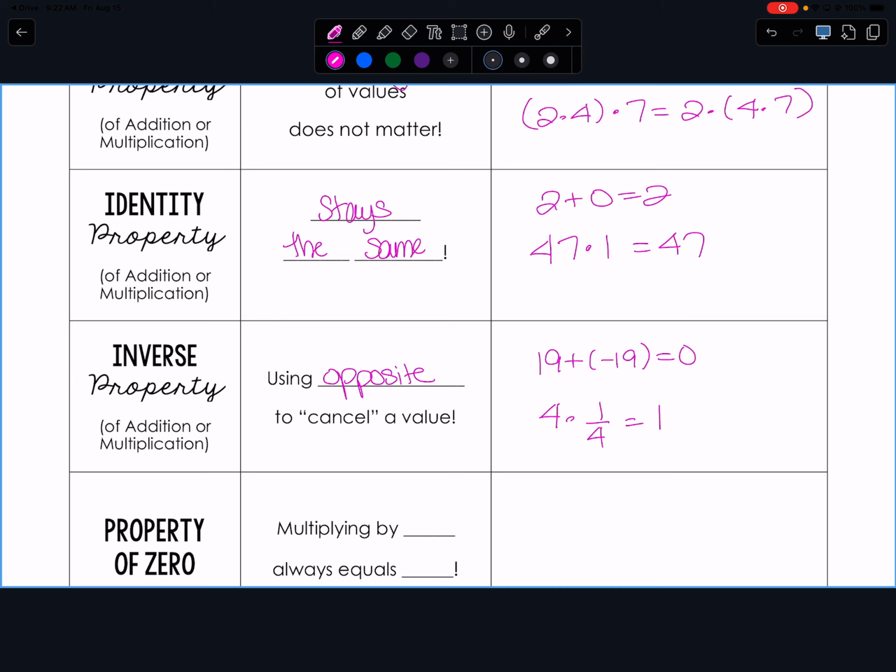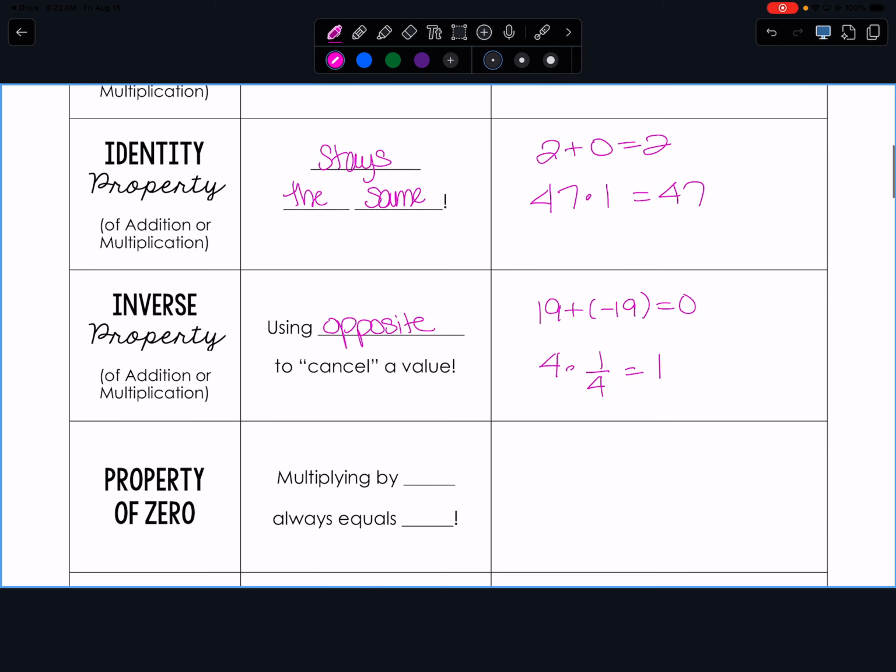All right, so multiplying by 0 always equals 0. Example: 0 times 0. No, you have to pick a different number. Yes. Pi. Pi times 0 is equal to 0.